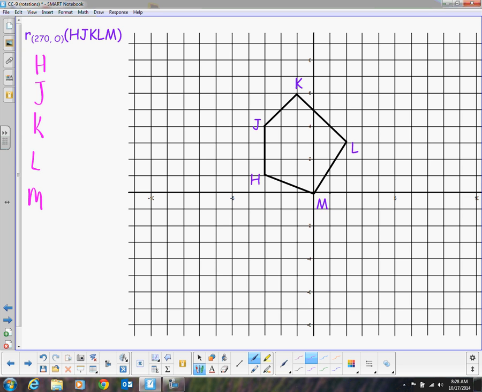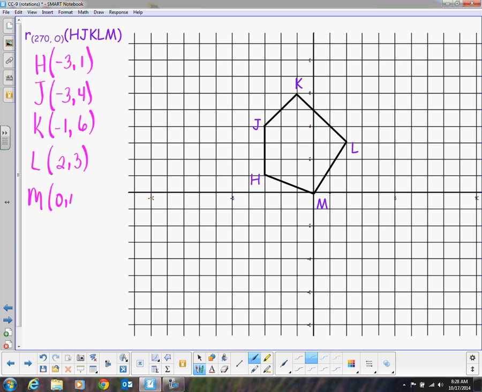All right. On the coordinate plane, before you can do any type of rotation, you first need the ordered pairs. That's negative 3, 1. What's the ordered pair for J? Negative 3, negative 4. What's the ordered pair for K? Negative 1, 6. What's the ordered pair for L? 2, 3. And what's the ordered pair for M?